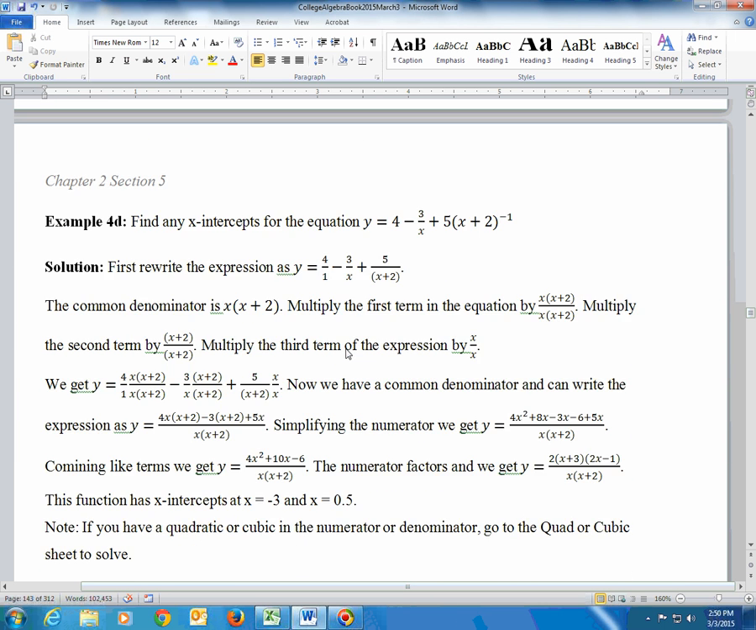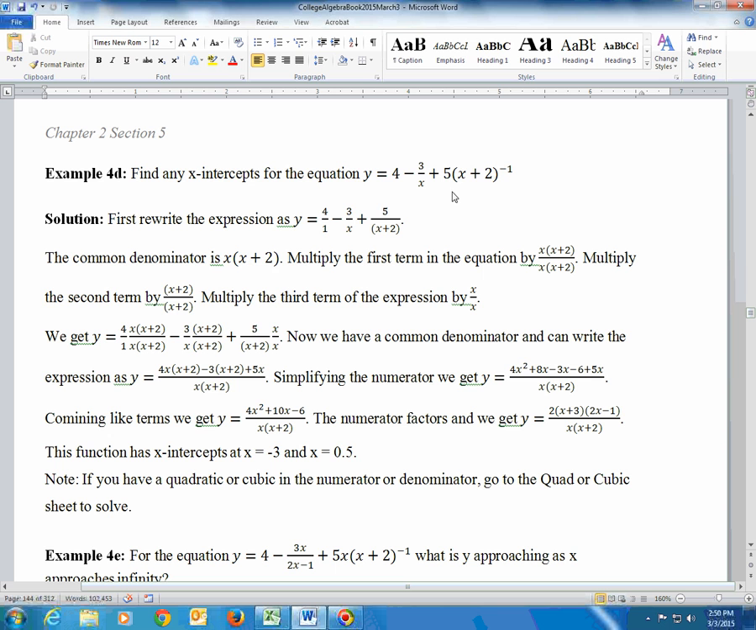Now, x-intercepts does take some work. So to find the x-intercepts for this equation or this function right here, first of all, flip it back down. Now, you have to get a common denominator. So the first thing here, you're going to have to multiply this top and bottom by x and x plus 2 on the first one, top and bottom. Okay, so I did the 4 over 1 and I put an x plus 2 top and bottom. This one's missing the x plus 2, so I put an x plus 2 with that top and bottom on that.